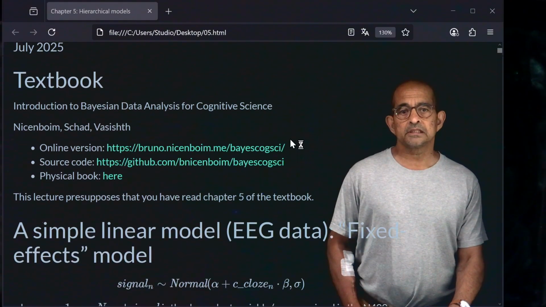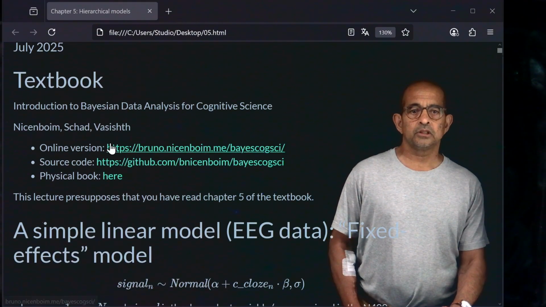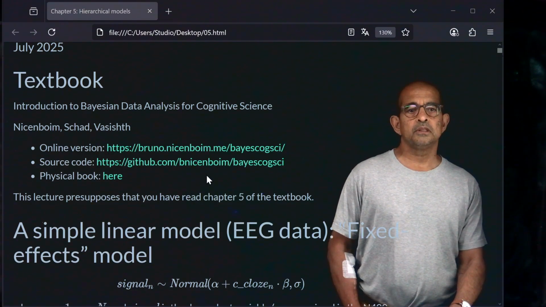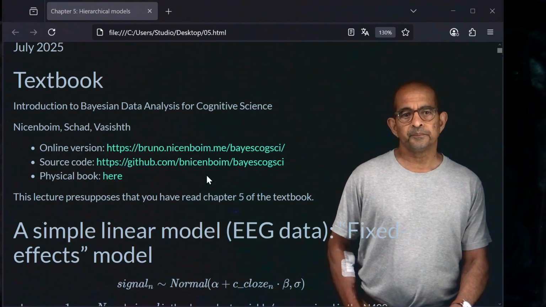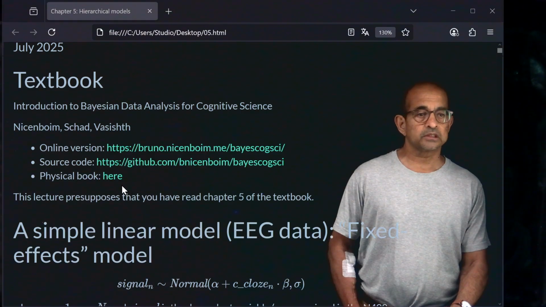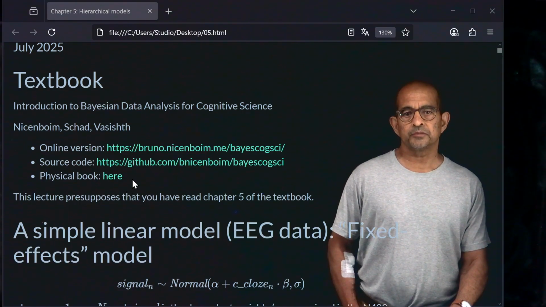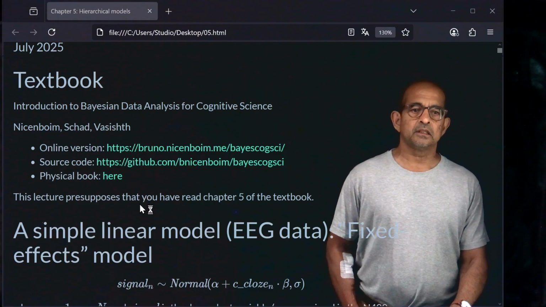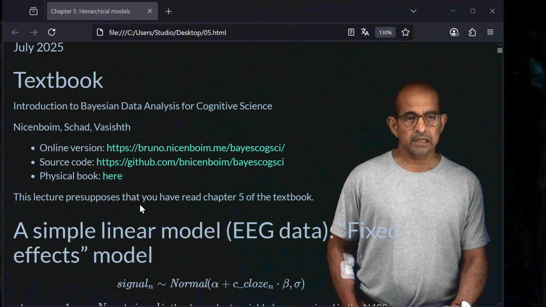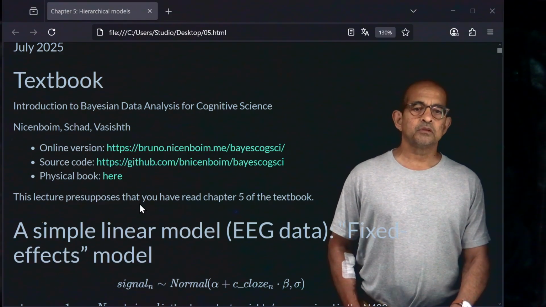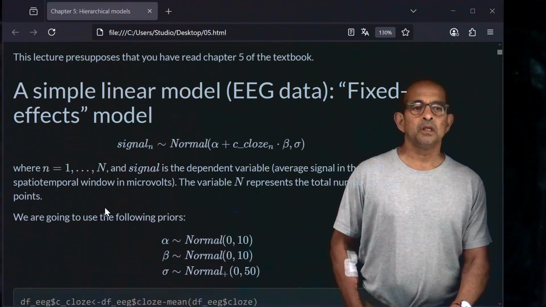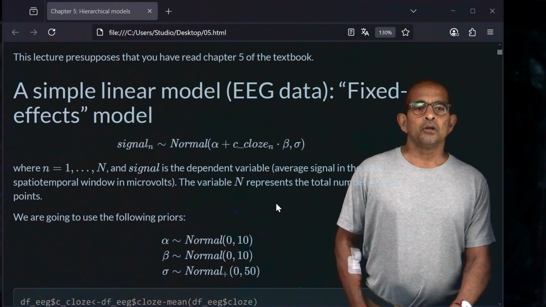As always, there's a textbook. You can look at the online version of the textbook here, and the source code that has all the code and reproducible material is in this GitHub repository. And if you want a physical copy of the book, you can get it from here. I'm assuming that you've read all the chapters up to chapter 5 in the textbook and watched the lectures. If you haven't read the lecture notes, you should read them at some point before moving on to the rest of the book.